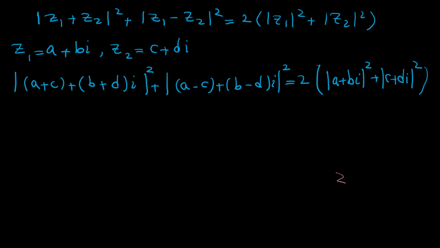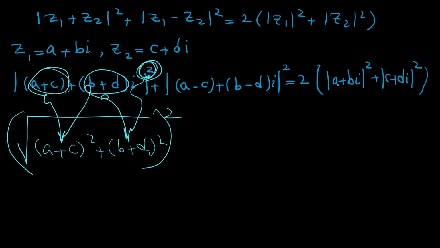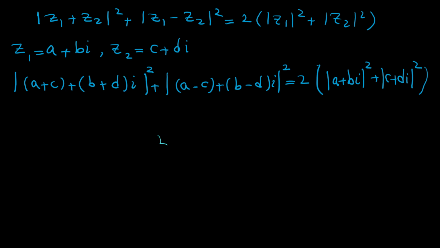So on the left side, the absolute value of (a + c) + (b + d)i squared is the square root of (a + c)² + (b + d)², squared. This is the real part squared plus the imaginary part squared. And don't forget we have a power of 2 outside, so this radical is raised to the power of 2, and the power 2 and the radical cancel each other. So the left side is basically (a + c)² + (b + d)².